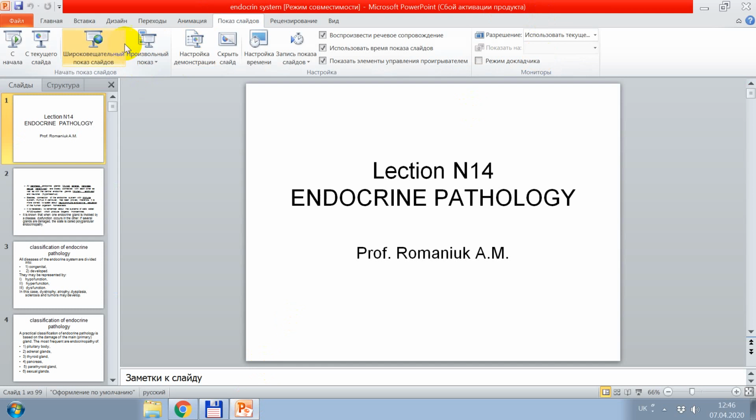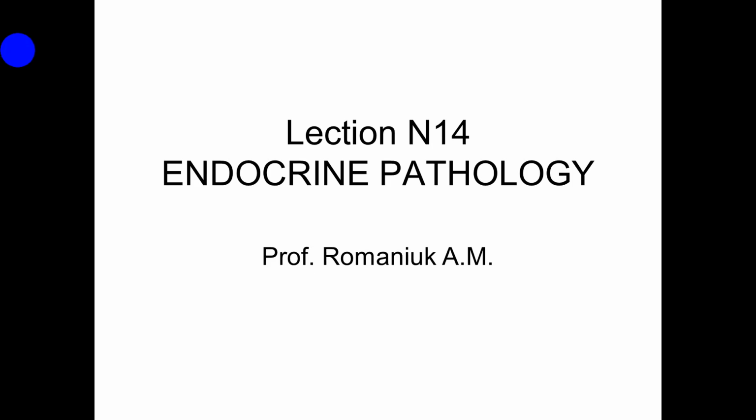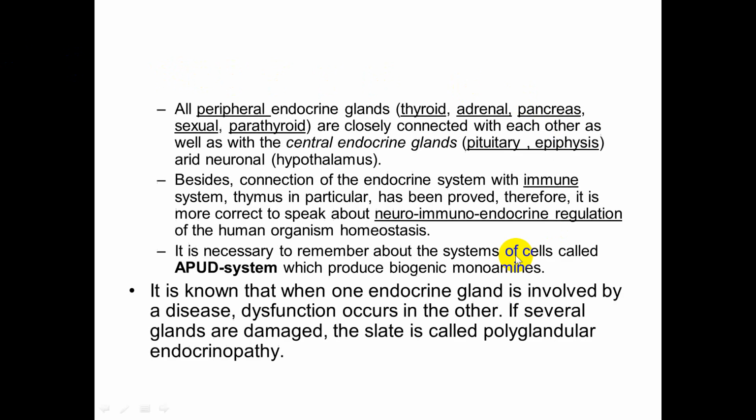Good afternoon, my students. Today we begin a new lecture about the pathology of the endocrine system. You know that all peripheral endocrine glands, thyroid, adrenal, pancreas, sexual, parathyroid, are closely connected with each other as well as with the central endocrine glands: pituitary, epiphysis, and the neuronal hypothalamus. Besides, the connection of the endocrine system with the immune system, the thymus in particular, has been proved.